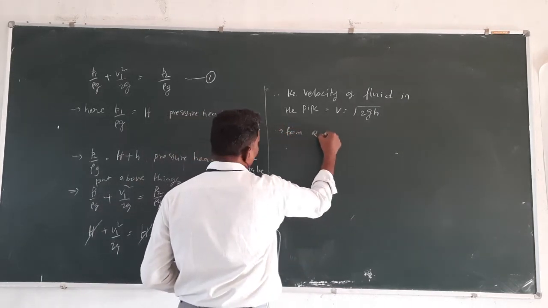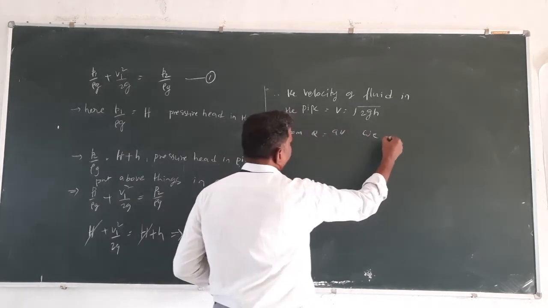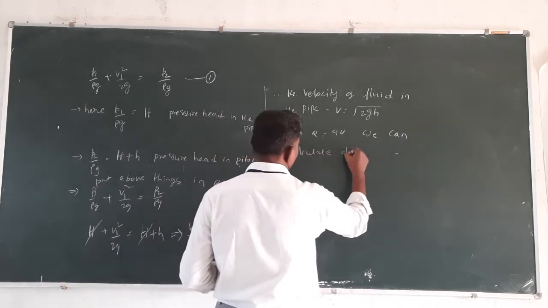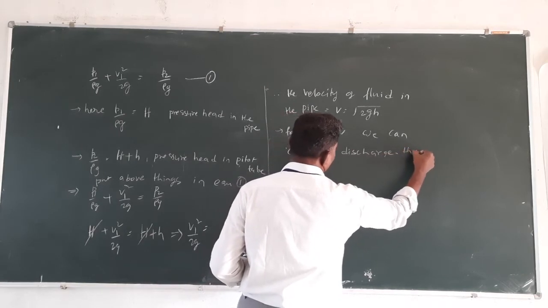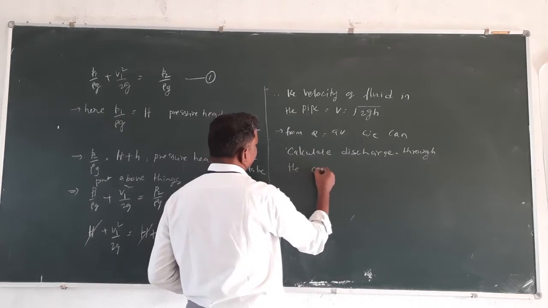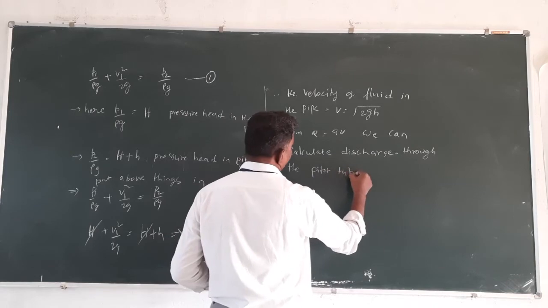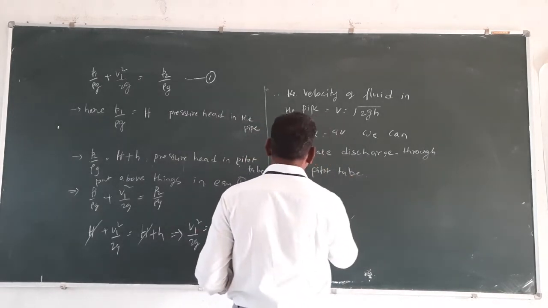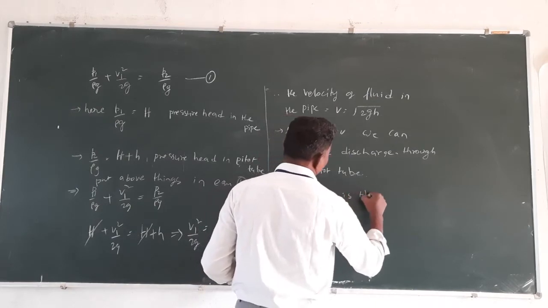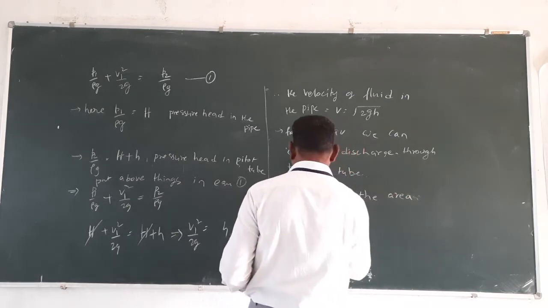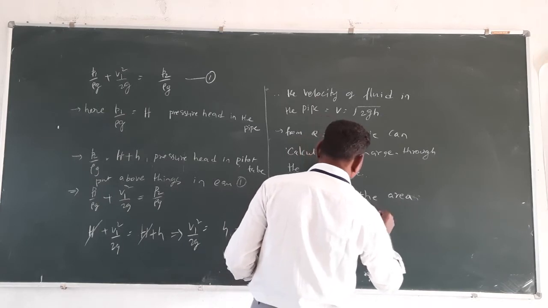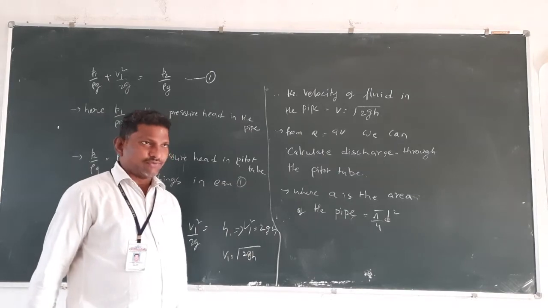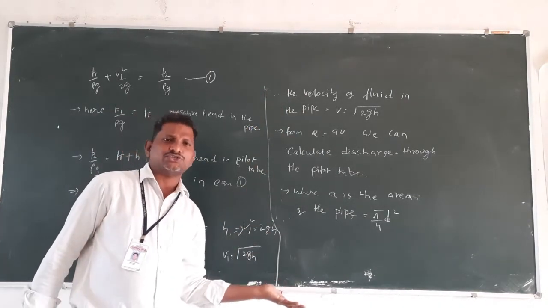Okay, from Q is equal to AV, we can calculate the discharge through the pipe. Q is equal to AV, where A is the area of the pipe. This is equal to pi by 4 d square. By using this Pitot tube, we can find out the velocity of the water in the pipe as well as the discharge through the pipe.